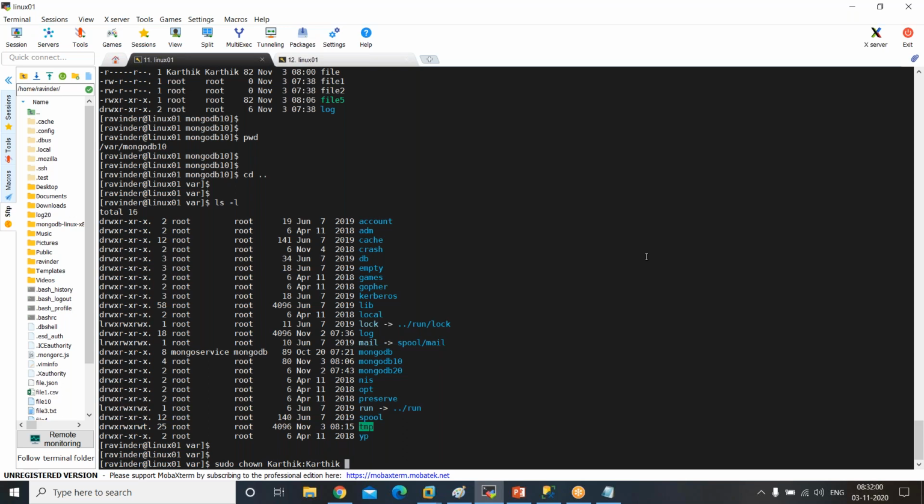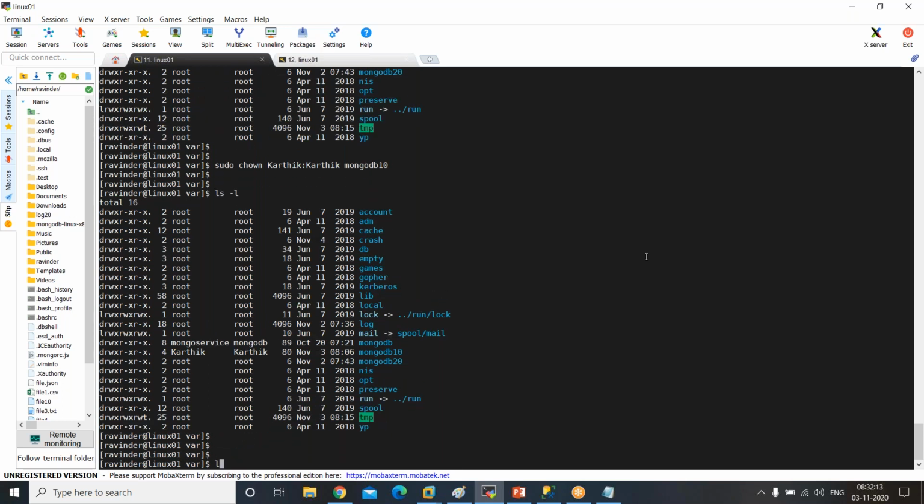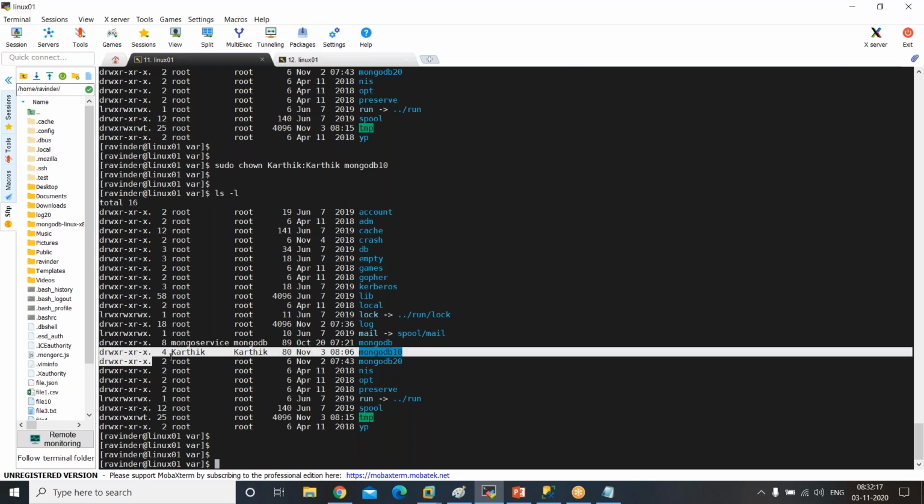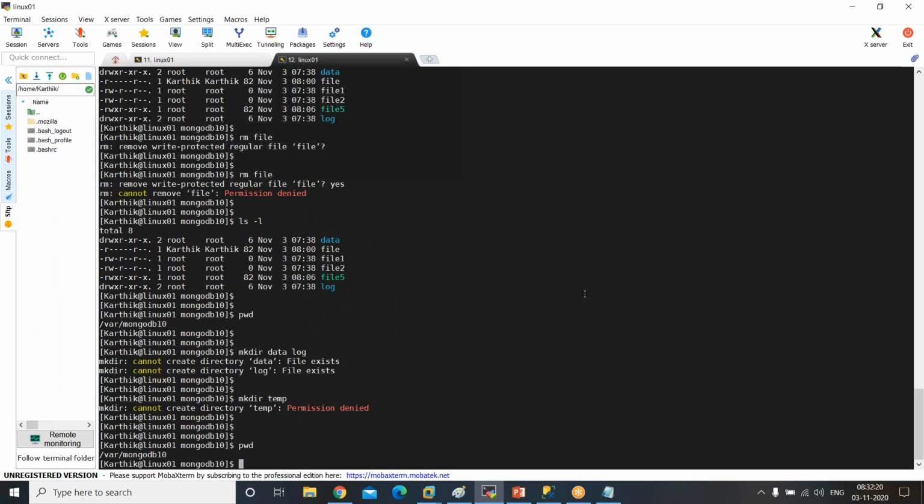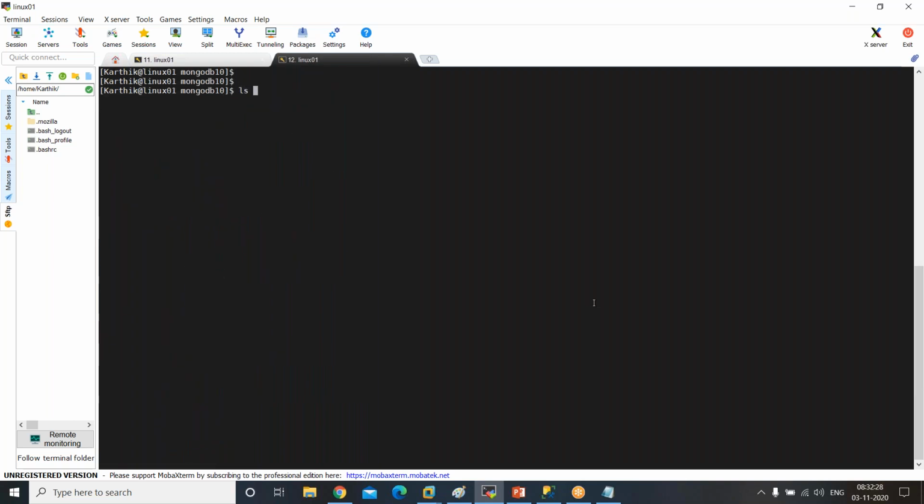And which directory I want to give the permission to, basically MongoDB 10. If I give this chown, right, and check with ls -ltr, now who is owning this directory? Karthik is owning it. So now Karthik can do anything under this directory, if he owns the directory, even if he doesn't own the files. So let me clear the screen quickly. Last one minute topic, one minute.